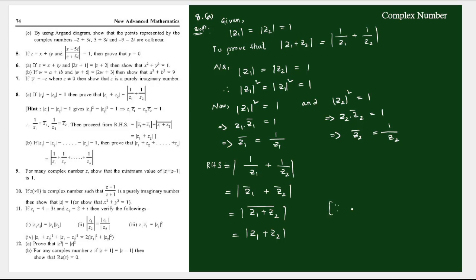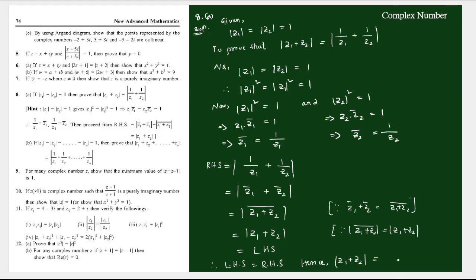So you can write, since this is nothing but your LHS, therefore LHS equal to RHS, hence modulus is equal to.